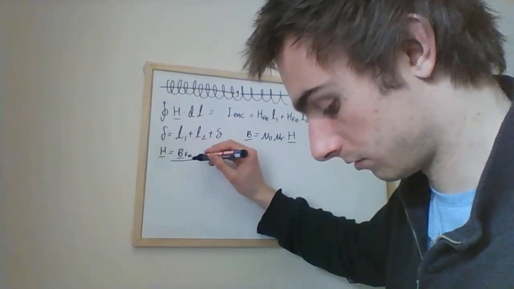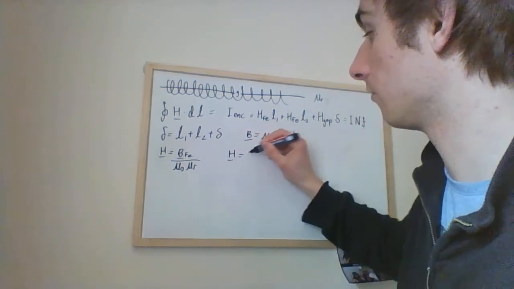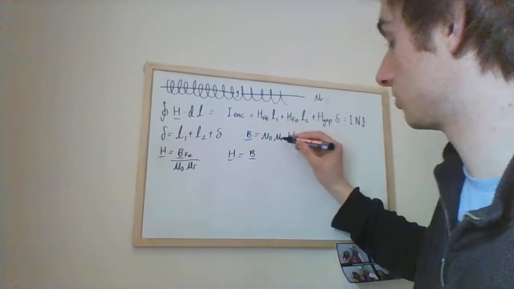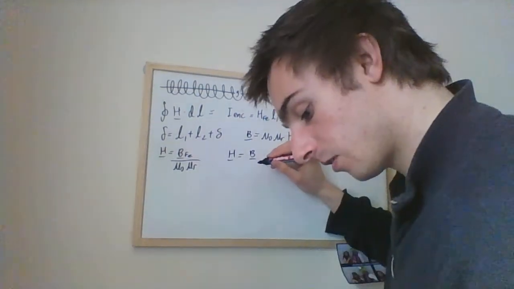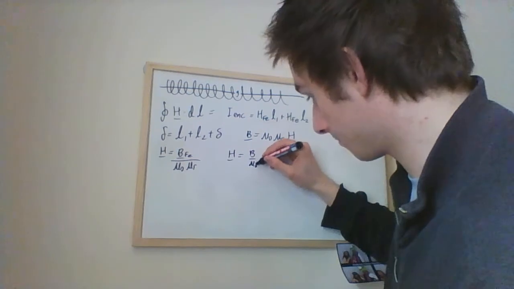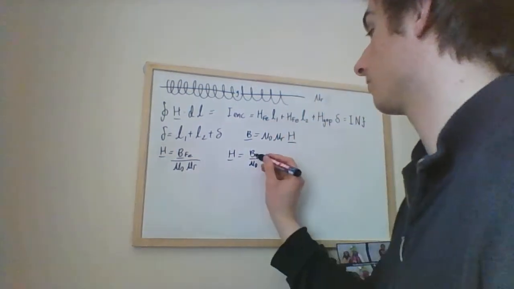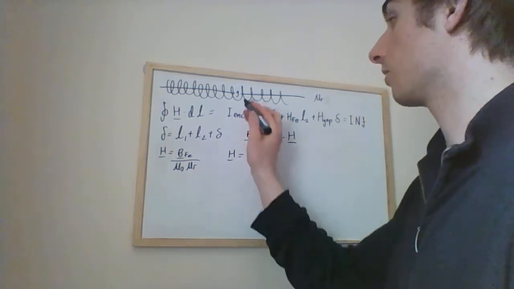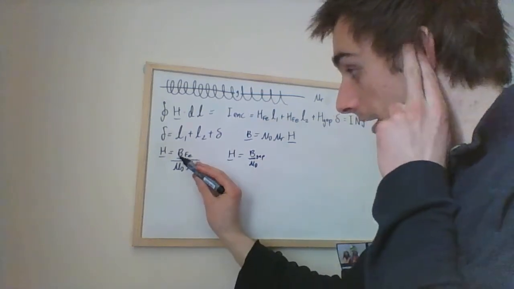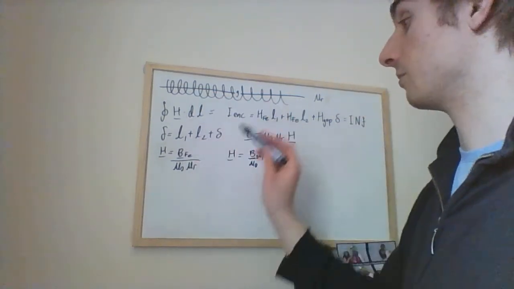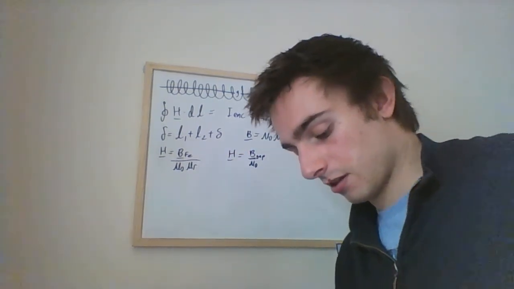that equals this here, and for the gap, because this term won't come into it because there's no iron there, we will have the magnetic field going through the gap divided by the permeability of free space. The H field for these bits with iron, you have to divide by both because they're both a factor in that.